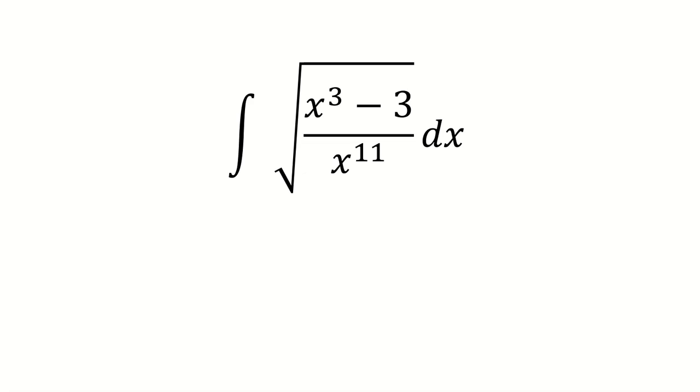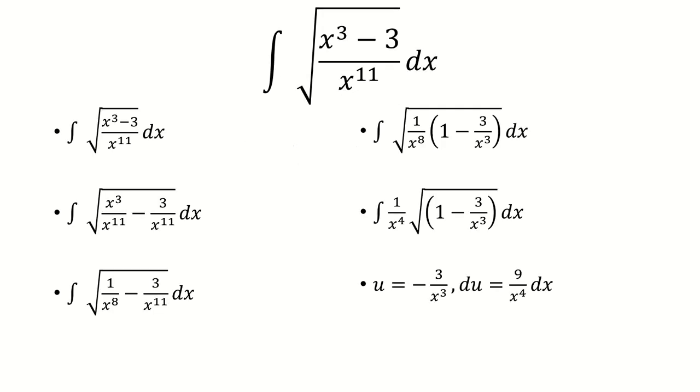We want to integrate the square root of x cubed minus 3 all over x to the 11th. Let's break this up into two fractions. We have x cubed over x to the 11th minus 3 over x to the 11th. So that's going to be 1 over x to the 8th minus 3 over x to the 11th.